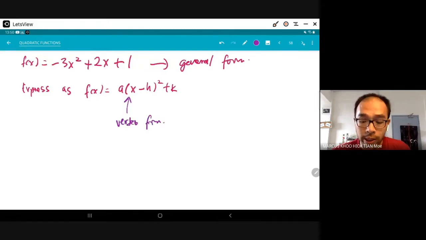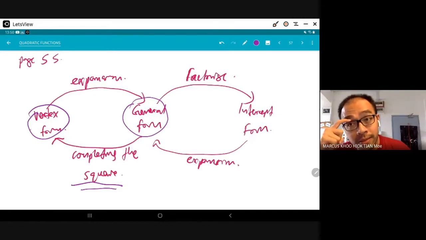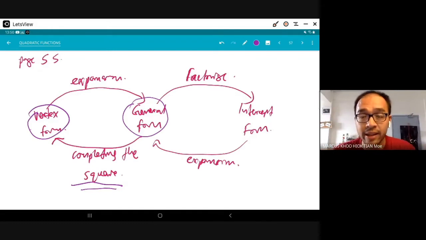Okay, and so we take a look at this one again. How do I change general form to vertex form? We need to do completing the square. Completing the square is something that you've learned much earlier in the chapter, and now we're using it again in this part of the chapter.